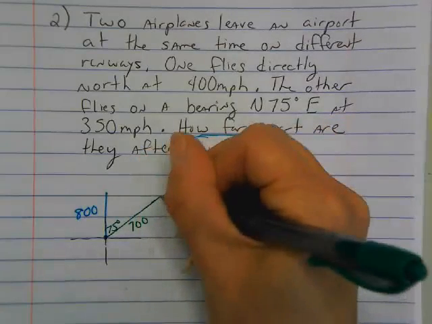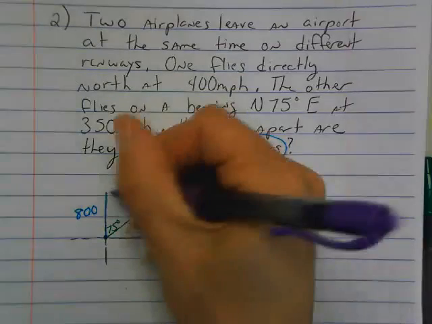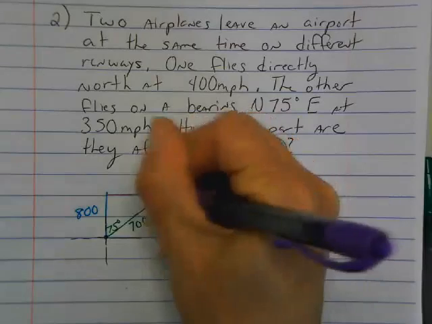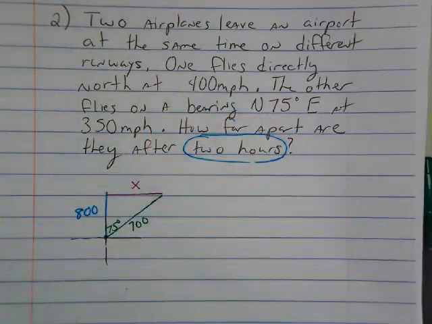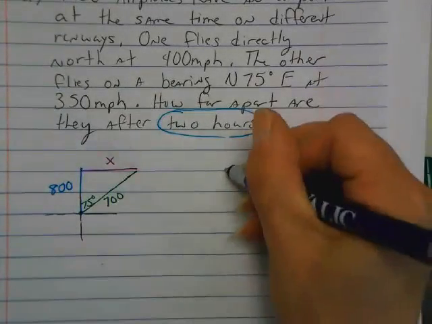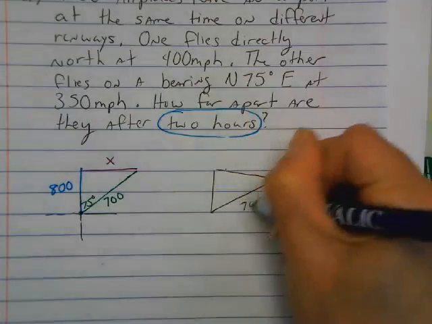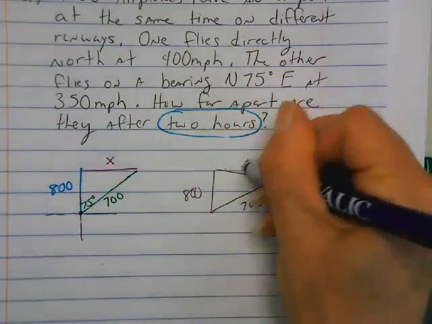My question is then, how far apart are they? So I'm looking for this piece, X. Okay, so if we'd like to, we can go ahead and take the triangle totally out of its picture. Here's 700, here's 800, here's X. We know that's 75 degrees.